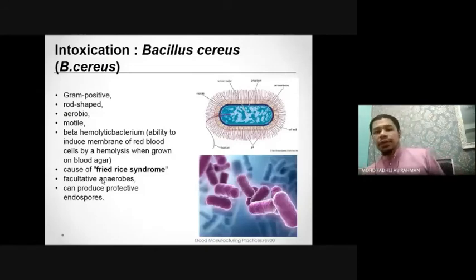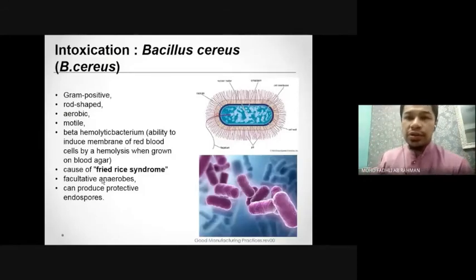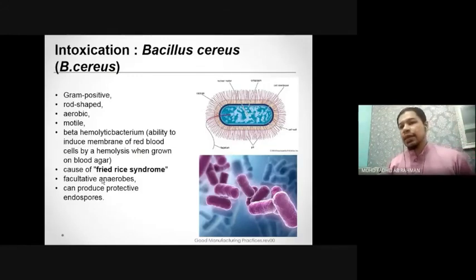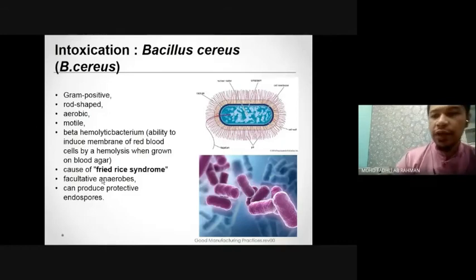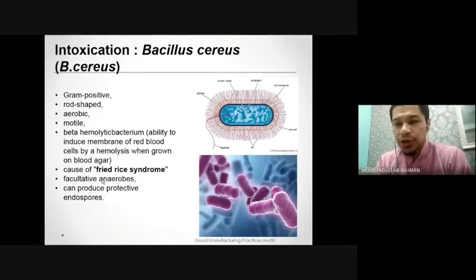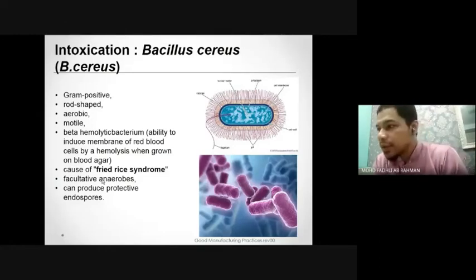The bacteria number 3 with intoxication mode is Bacillus cereus. Okay, Bacillus cereus. So we know from that name the shape of that bacteria. Bacillus is rod shape. And this bacteria is also gram positive. Okay. It is motile, because it has flagella to move.